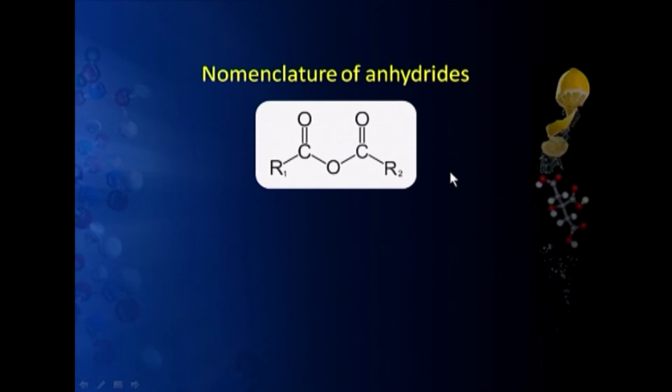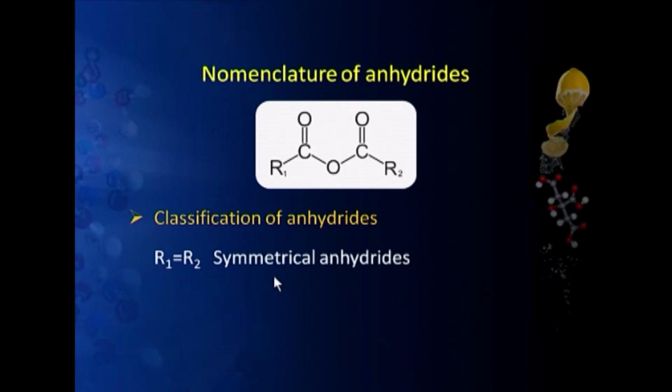Then the nomenclature of anhydrides. Anhydrides, as I said, are obtained when OH is replaced by another acid molecule. Now, the 2 acids which have formed an anhydride can be the same or they can be different. So, first anhydrides are classified on this basis: if R and R1 in the above formula are the same, meaning this is the anhydride from the same acids, we call such anhydrides symmetrical anhydrides.